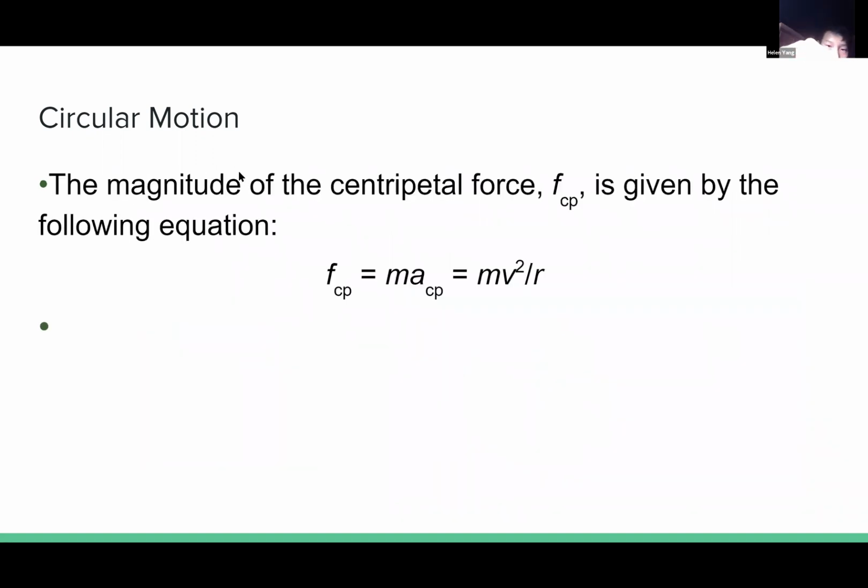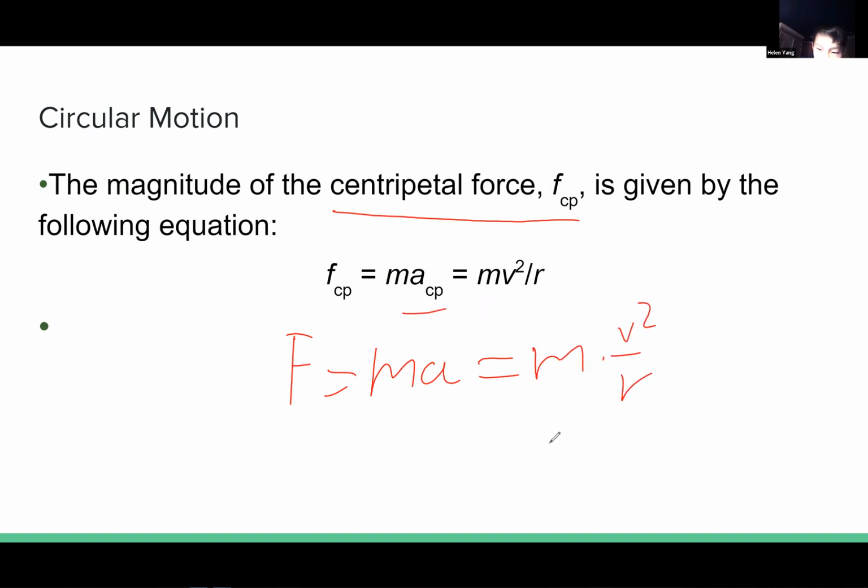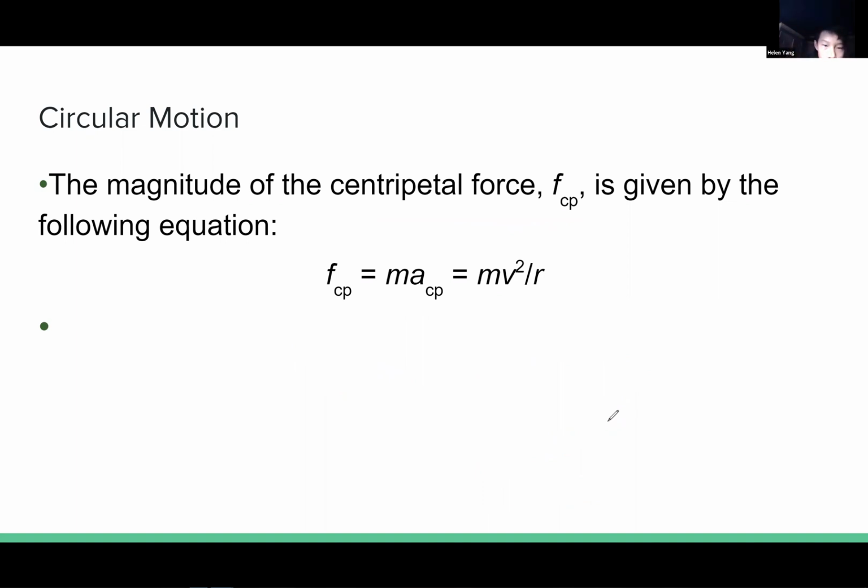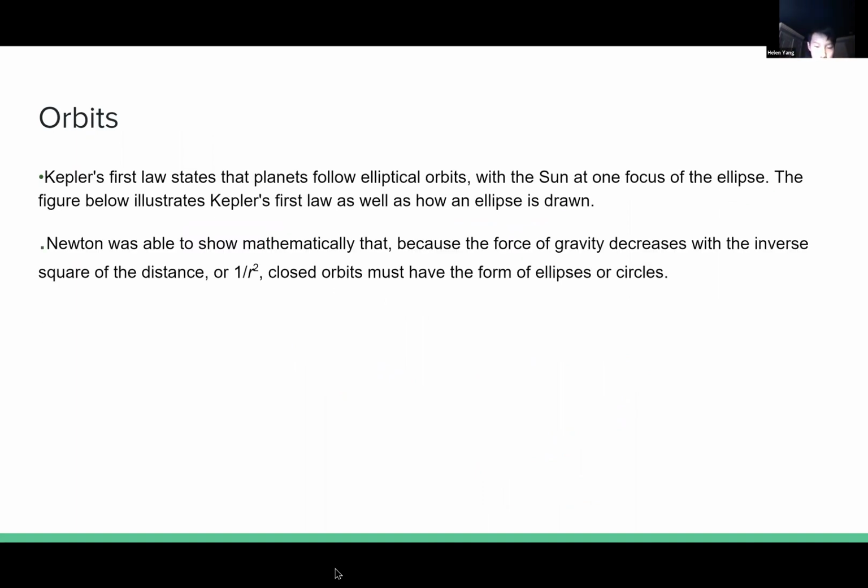And another important concept is the centripetal force. And so you know that force is equal to mass times acceleration. So you would just plug in the centripetal acceleration, which is v squared over r, times m. So the centripetal force would just be m v squared over r.